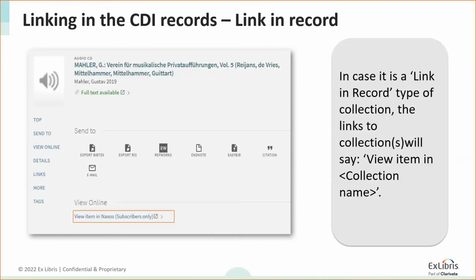You can also see it's a link in record if you hover over the link. You will see the link to the provider directly, and this is the link that we got from the provider in the record itself that came as part of the load into CDI. In some cases there is a proxy URL prepended that depends on your proxy configuration. But this is a typical example of a link in record. So only one link coming from the provider record.